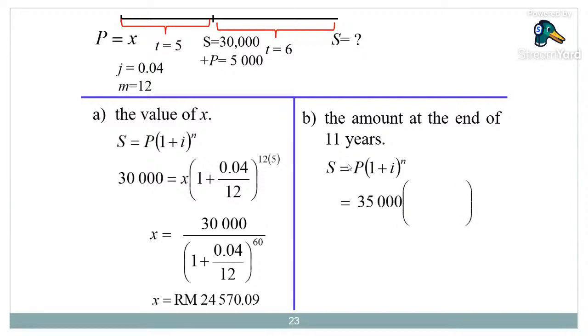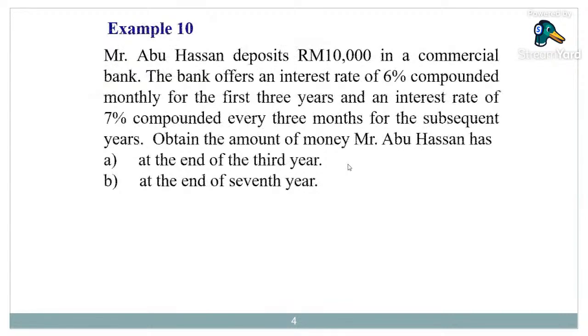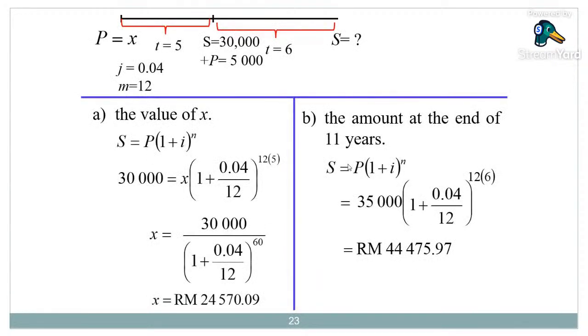The principal lah, P kita 35,000 plus with 1 plus I. I kita apa? Dia kata kat sini J kita 0.04, tak ada perubahan, masih di bank yang sama, divide by 12 because compounded monthly to power of another 6 years. Selepas 11 tahun, so another 6 years. 6 multiplied by 12 which is 72. So dapat RM44,475.97. So the conclusion is at the end of the 11 year, the accumulated amount is RM44,475.97.